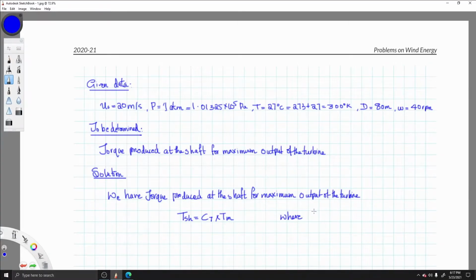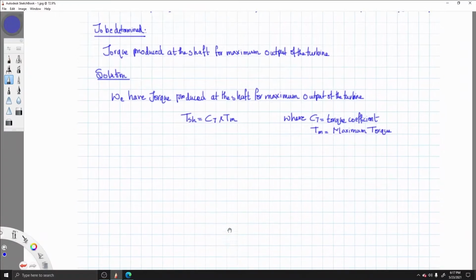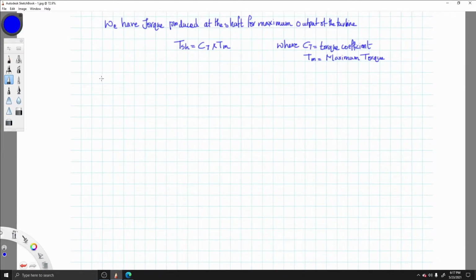where CT equal to torque coefficient, Tm equal to maximum torque. So we have two unknowns, CT and Tm. So we'll find out what is the first unknown. We'll say first one. To find CT, we have to find out what is the torque coefficient.